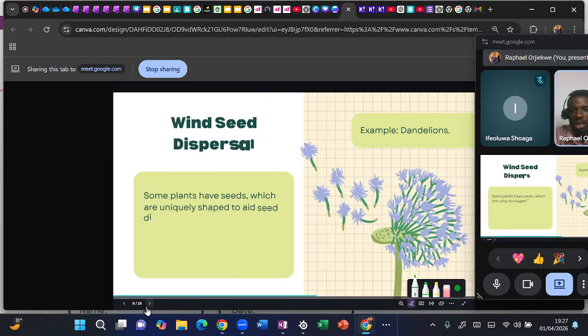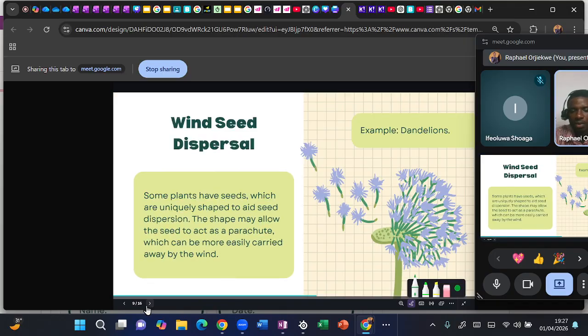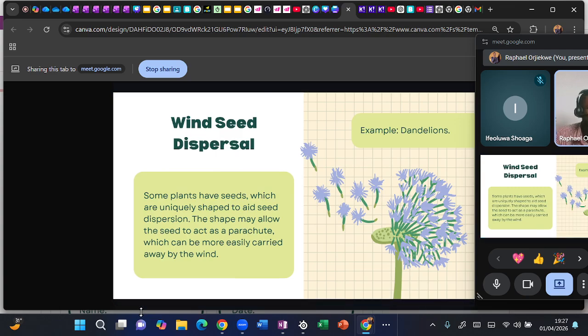Now the next one is wind itself, wind seed dispersal. An example is dandelion. It just moves up like a parachute. Dandelions are whole new plants entirely. These plants are unique in their way. People think that they are weeds. Do you know about dandelions before I even talk about it?